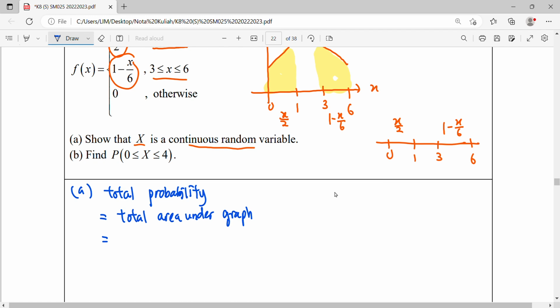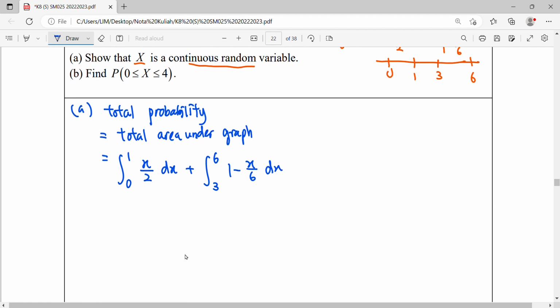If you want to find area under the graph, we're using integration. Start from 0 until upper limit 1 for the graph x over 2 respect to x. Then plus continuous, we have another area here which is integrate from 3 up to 6. This function, this graph is 1 minus x over 6 respect to x dx. Then we start our integration here. So you want to show, means we have to calculate up, is it equals to 1.